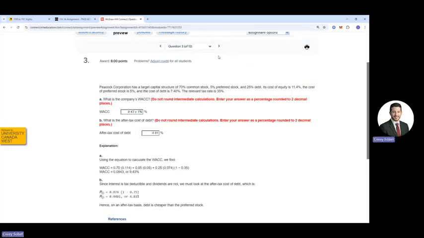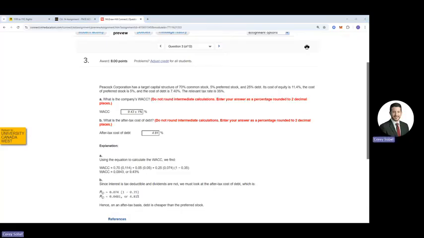Okay, in this question, they want to know the company's weighted average cost of capital. So what is the cost of capital made up of? Well, it's made up of a couple of different items: the equity component, the preferred stock component, and the debt component. I'm just going to add those all together, and I'm going to get the weighted average cost of capital the company has if I take into account their weightings.